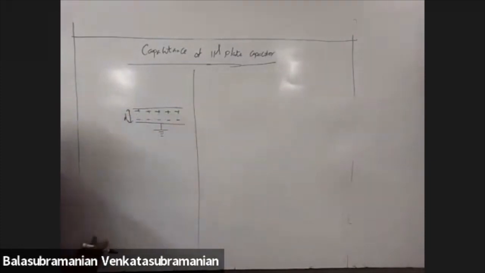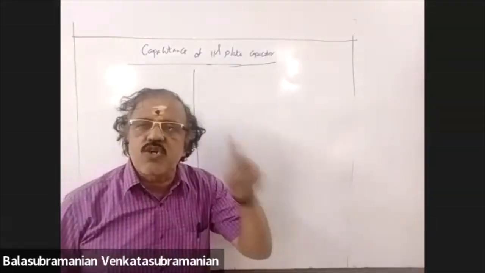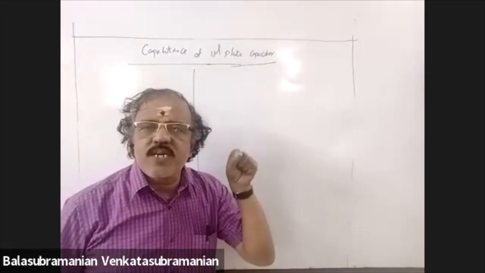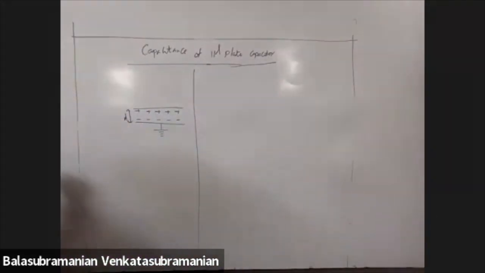The distance between the two plates is d. We have to calculate the C value. Capacitance C is equal to Q by V. So if we calculate the potential V, the problem is solved. Okay.